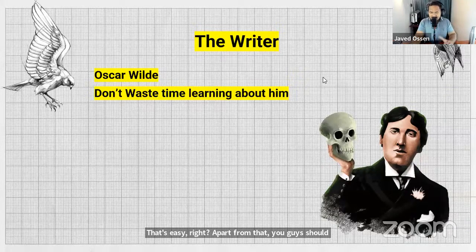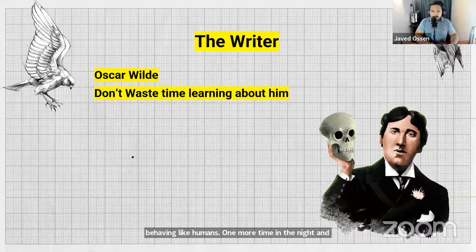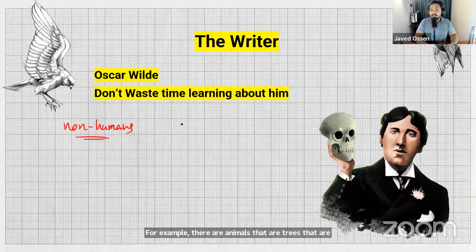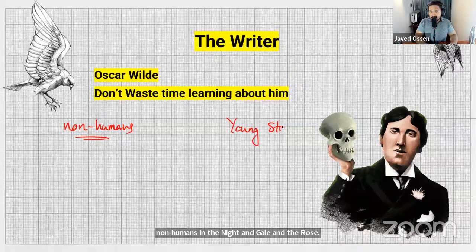Apart from that, you guys should also know that there is a special technique in the nightingale and the rose. The animals are behaving like humans. They are really behaving like humans. One more time, in the nightingale and the rose, there are non-human things, okay? For example, there are animals, there are trees, there are non-humans in the nightingale and the rose. There are actually a few human characters. For example, the young student is a human character.